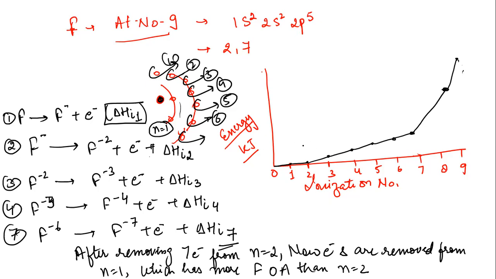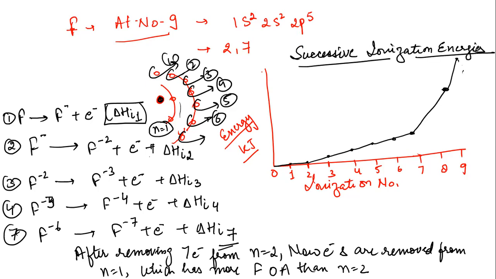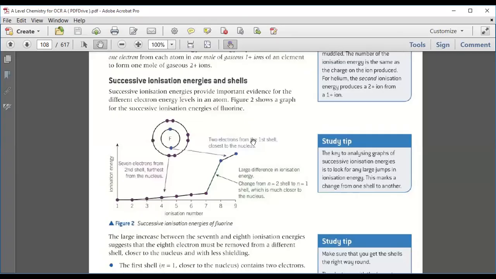So all these energies are known as successive ionization energies. I hope that point is clear. Got it? Any doubt? No? Now let's move to your book.